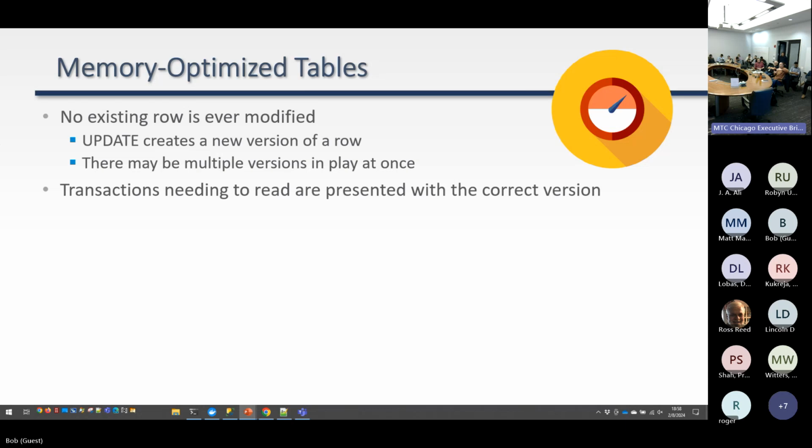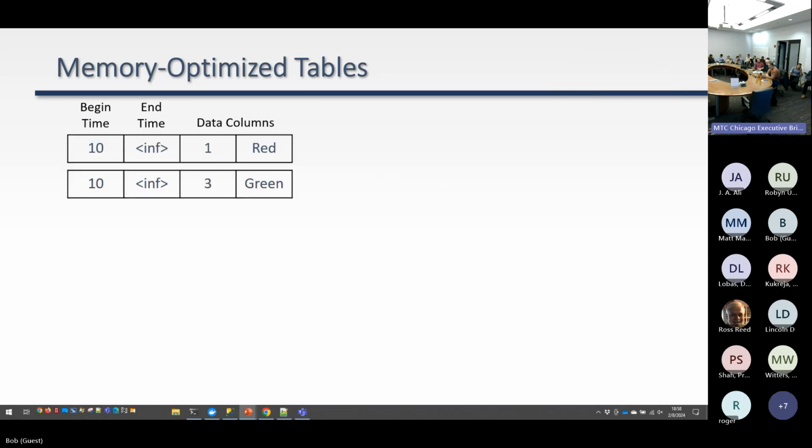You just end up with this massive ledger of row versions, kind of like what Jared was mentioning earlier. There may be multiple versions of a row in play at once, depending on what your transaction is allowed to see. So when your transaction runs, when you're reading from the data, you're presented with the correct version based on the time that you were trying to do something.